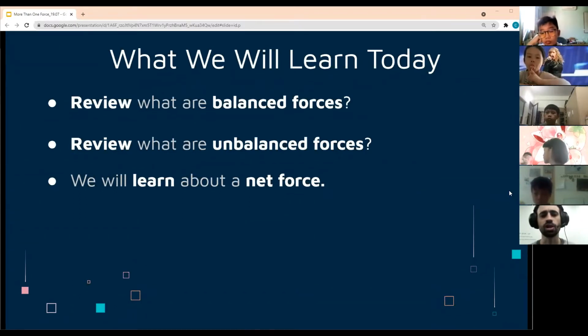And guys, today we'll be learning about something called net force. We're actually going to use math and calculate net force, but all you have to use is subtraction. So it's not going to be the hardest thing to calculate. You guys should all be able to do it, but that's what we're going to be learning about today.